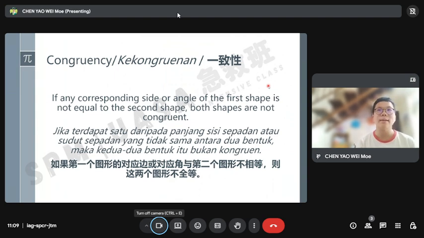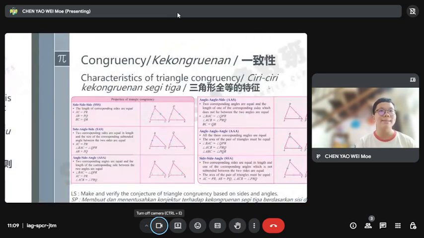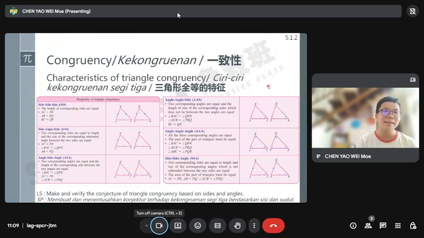And congruency, we can use for triangles. Why? Because triangle congruency has its own characteristics.